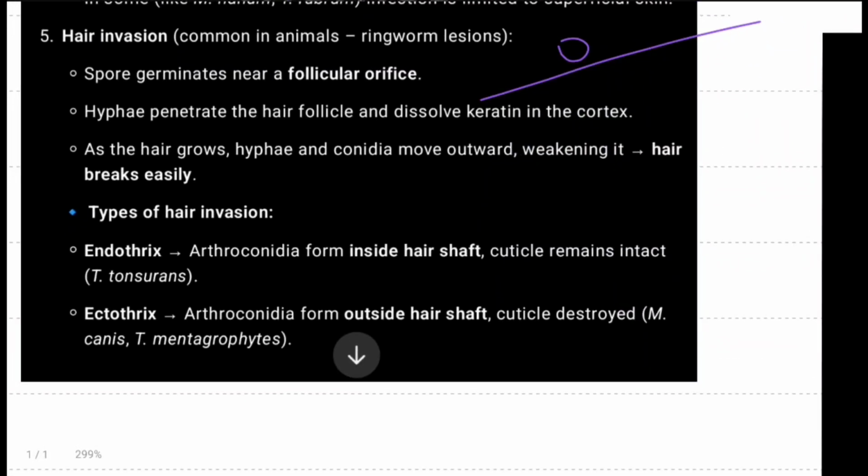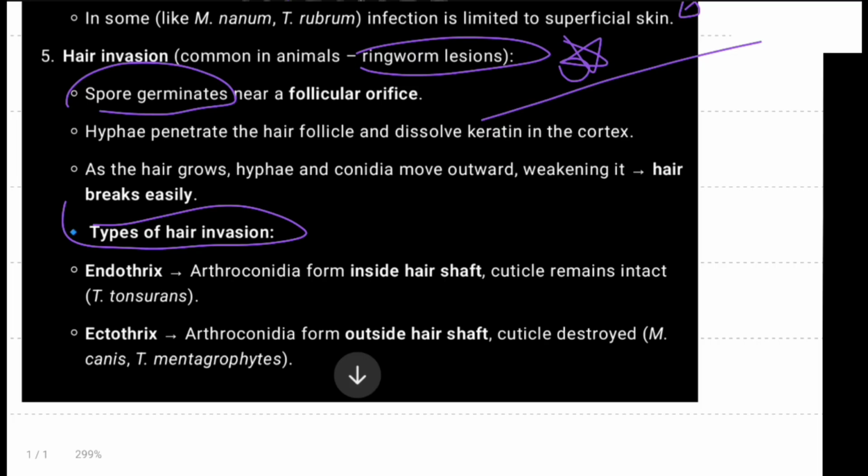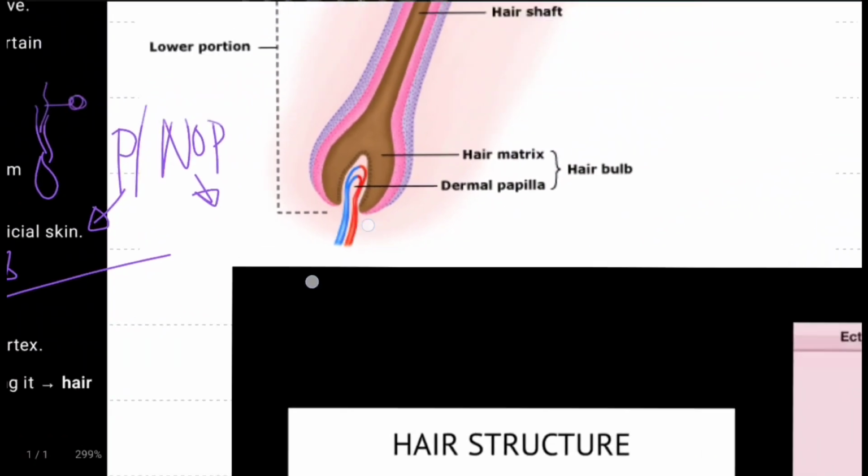Again, in the end we'll discuss how the hair invasion from these dermatophytes occurs in the tissues. Basically, the clinical lesion which is caused by the dermatophytes is called the ringworm lesion. In the invasion of the hair, the spores will germinate near a follicular orifice, and there are different ways through which a dermatophyte will invade hair. Those are endothrix and ectothrix. We'll discuss this with an example.